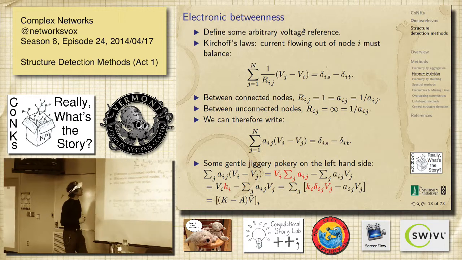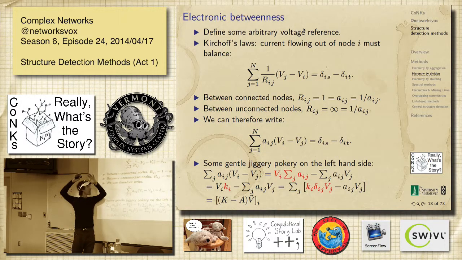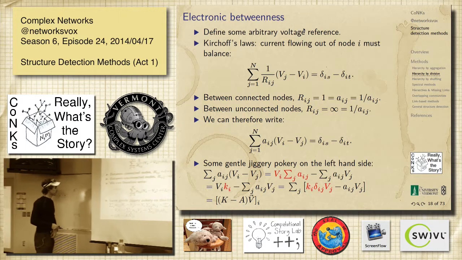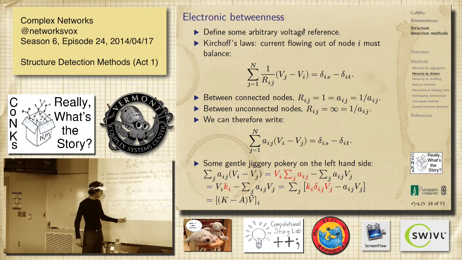This is at node I. So given S and T, K minus A times V will give us the current flowing out of node I, right? Sorry, it will give us a thing we can solve for voltage.